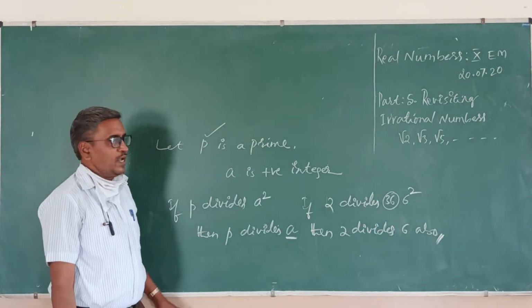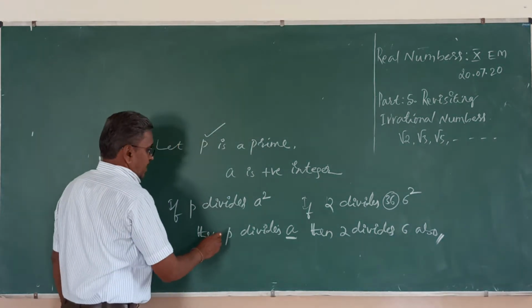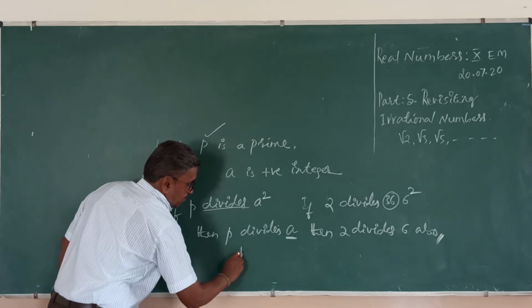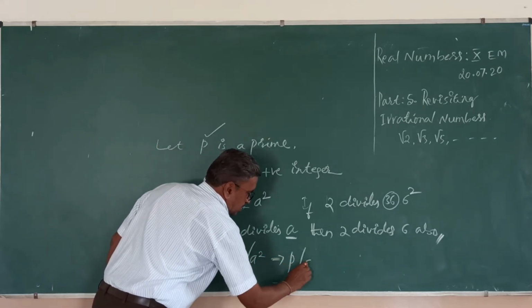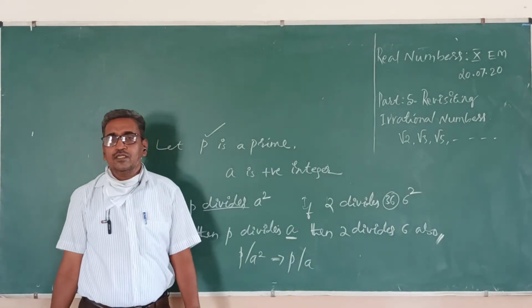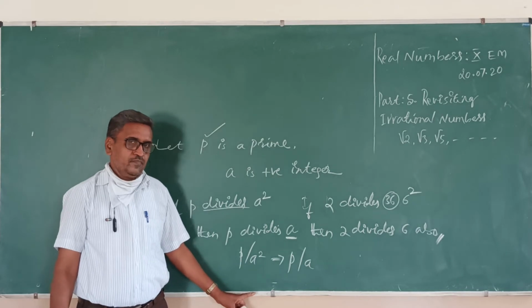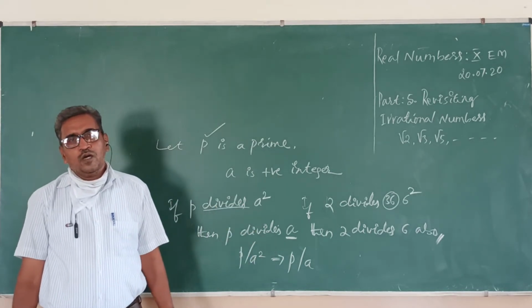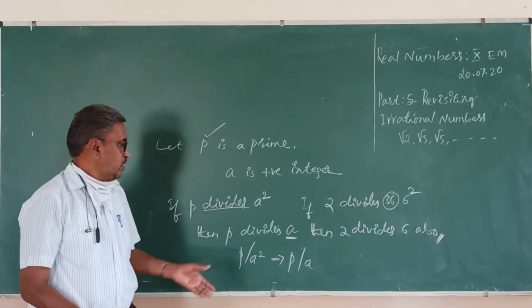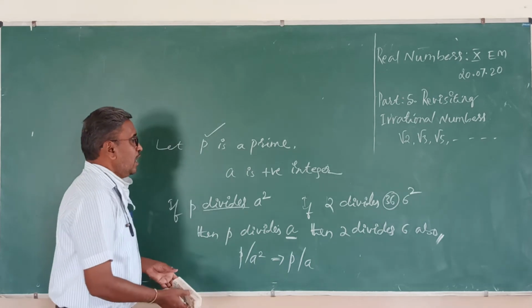P is a prime and a is a positive integer. Symbolically, what can we write? P divides a square implies p divides a also. This is a very important theorem, and to prove root 2 is irrational, we are going to use it.